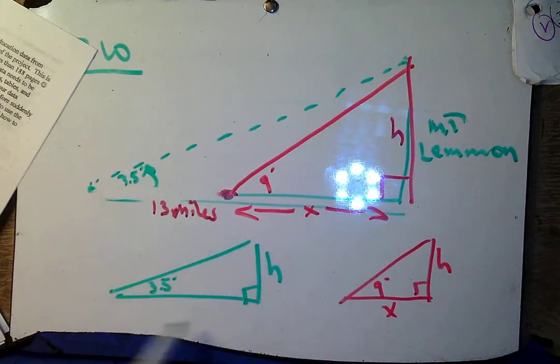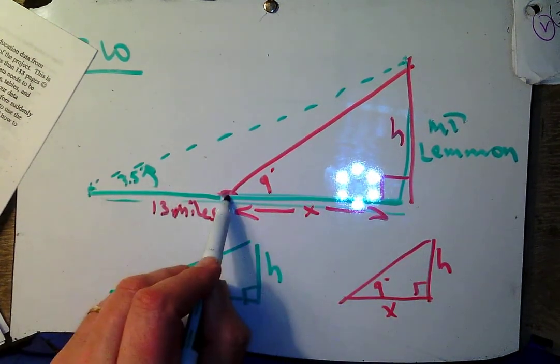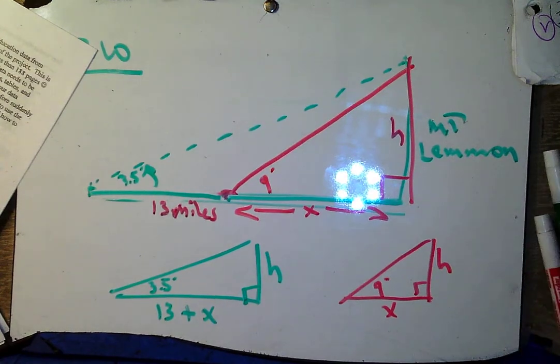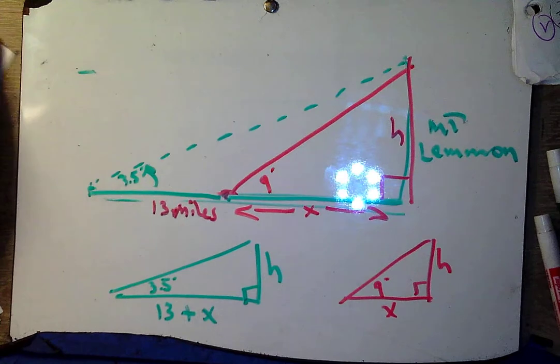Now, this side is not just 13. This part is 13. This part is X. So the whole side is 13 plus X. Okay. Now, some of you may be saying, well, Mr. Google, how does that help me? Well, it helps you this way.